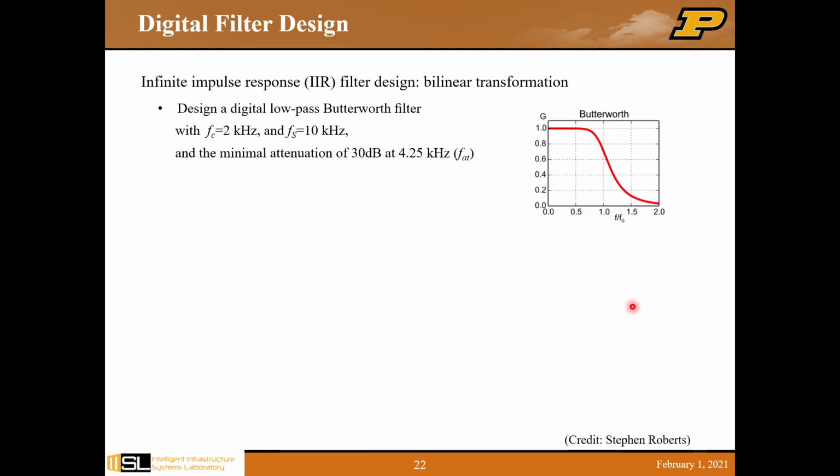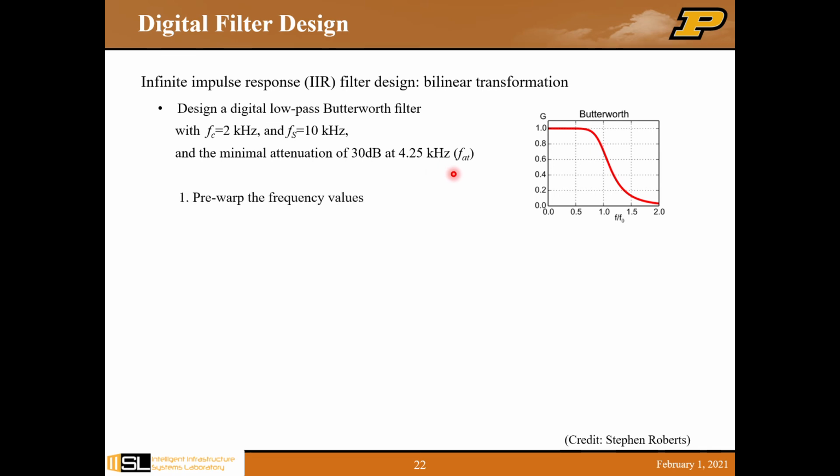All right. So now let's go through a simple example to better understand that. Let's design a digital low-pass Butterworth filter. So this is how the Butterworth filter looks like. We want the cutoff frequency to be 2 kilohertz, and the sampling frequency is 10 kilohertz. The stop band has the minimal attenuation of 30 dB at 4.25 kilohertz.